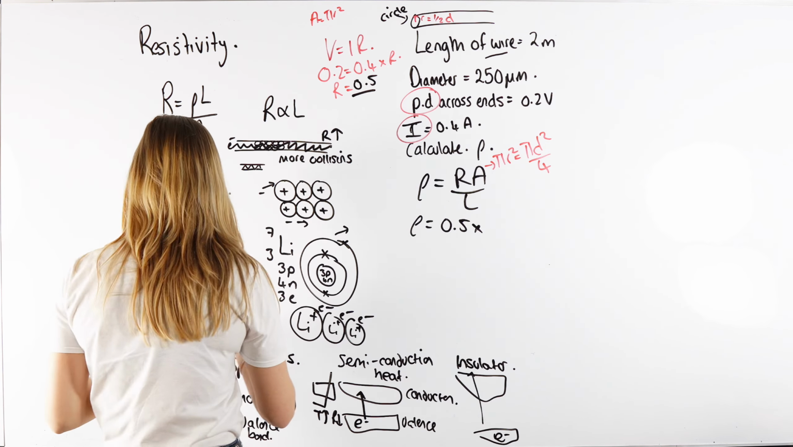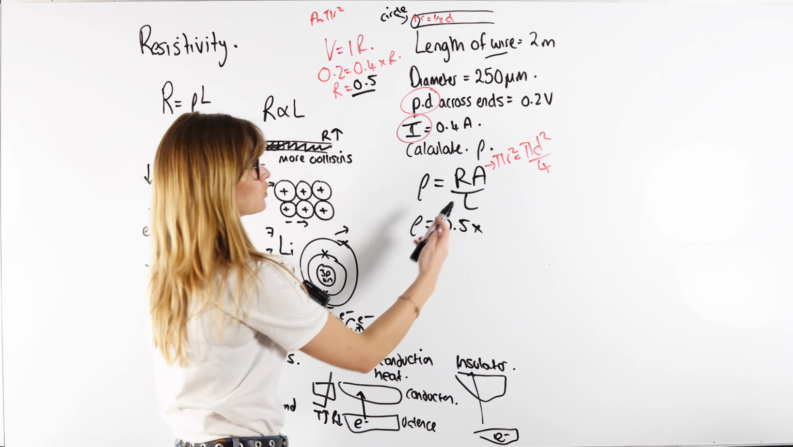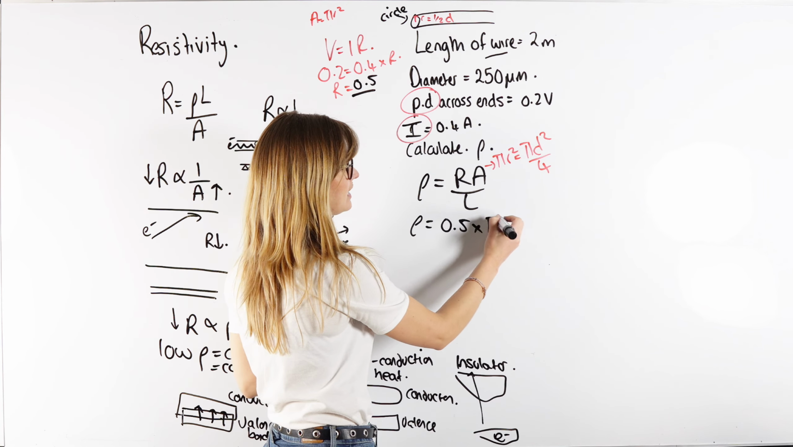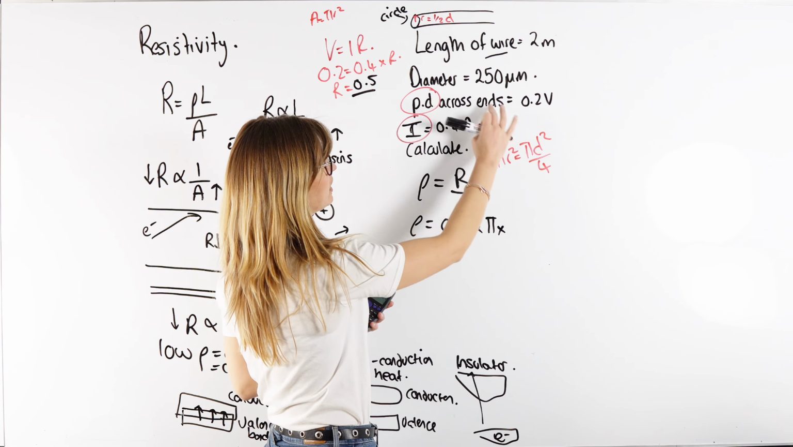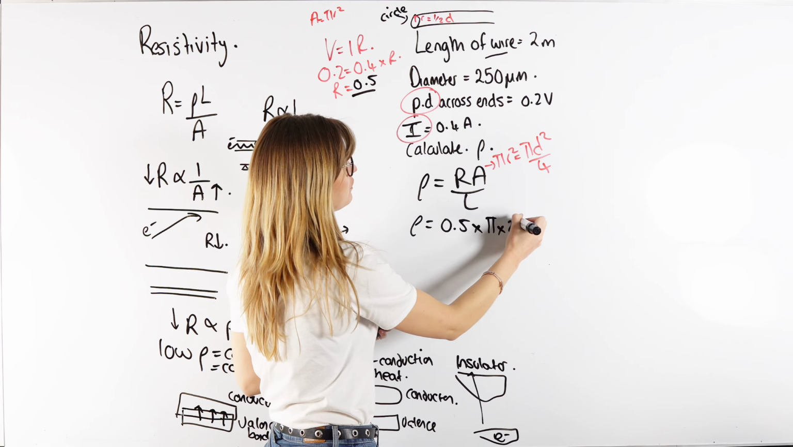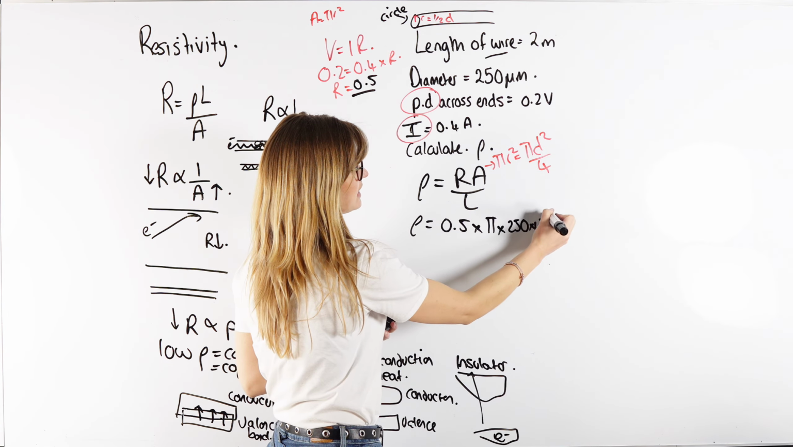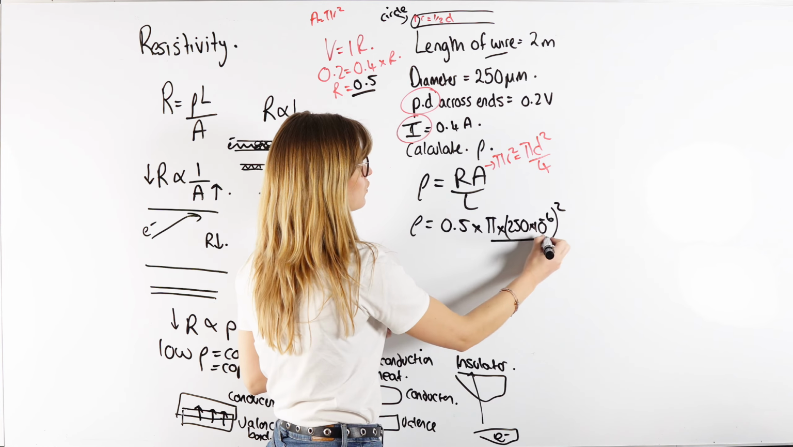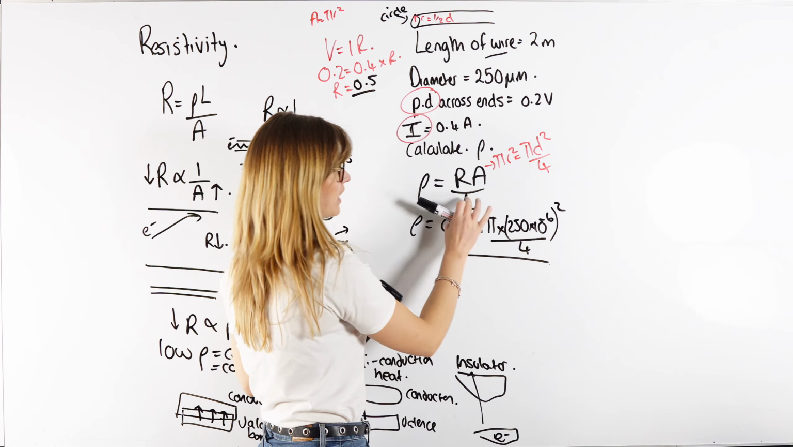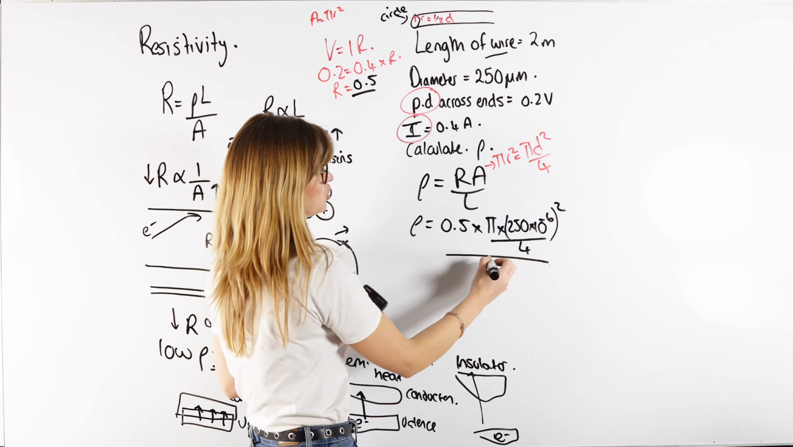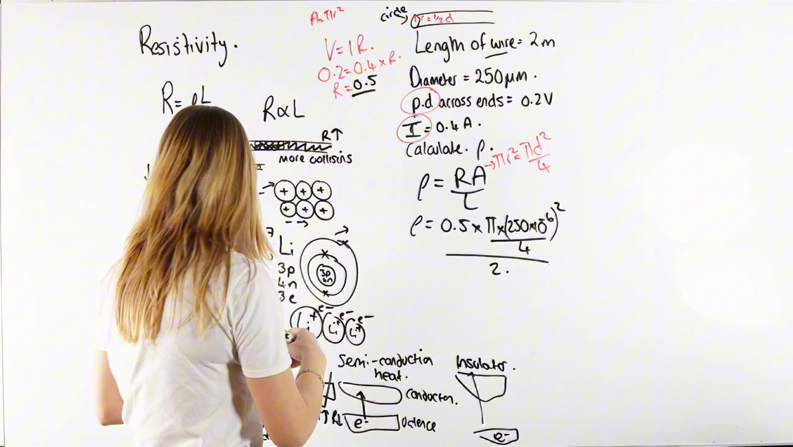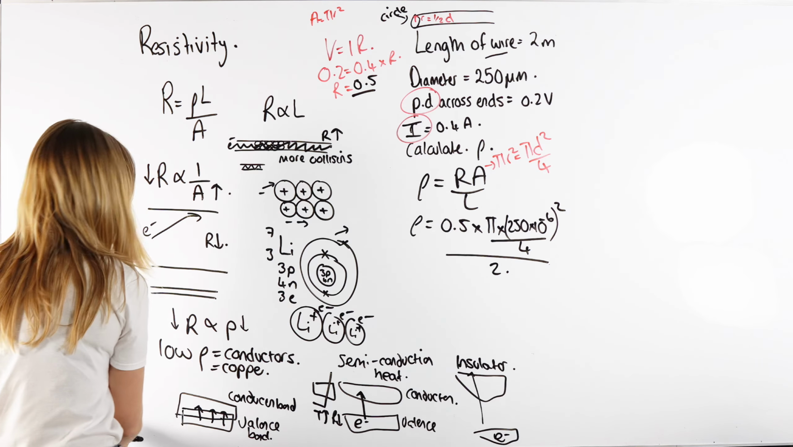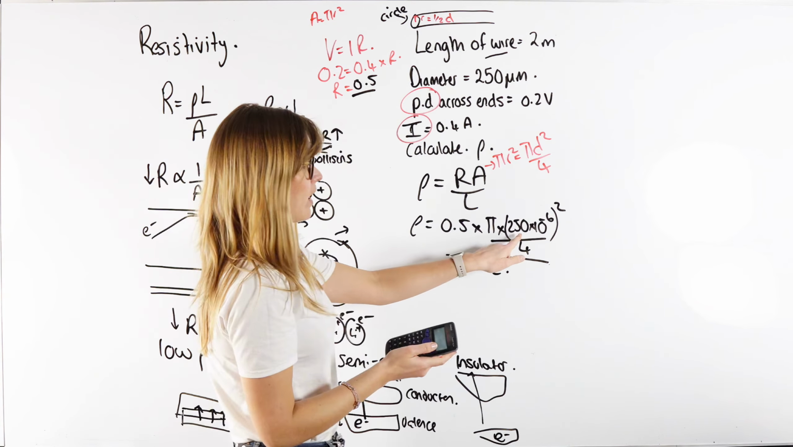So what I'm going to do now is multiply by its cross-sectional area, which is pi times its diameter squared. Its diameter is 250 times 10 to the negative 6, because it's micrometers, squared, over 4. And we're dividing all that by its length, and its length was 2 meters. So all we have to do now is plug that data into our calculator. I'd probably do this first.